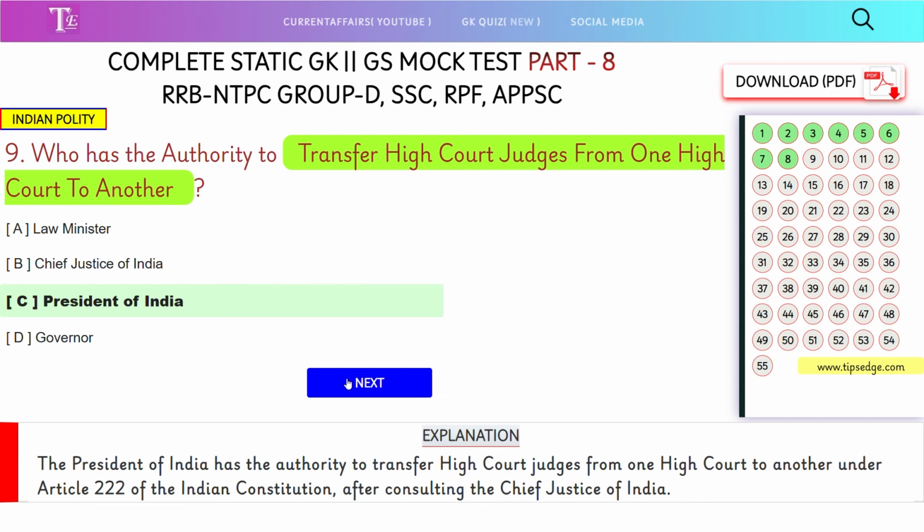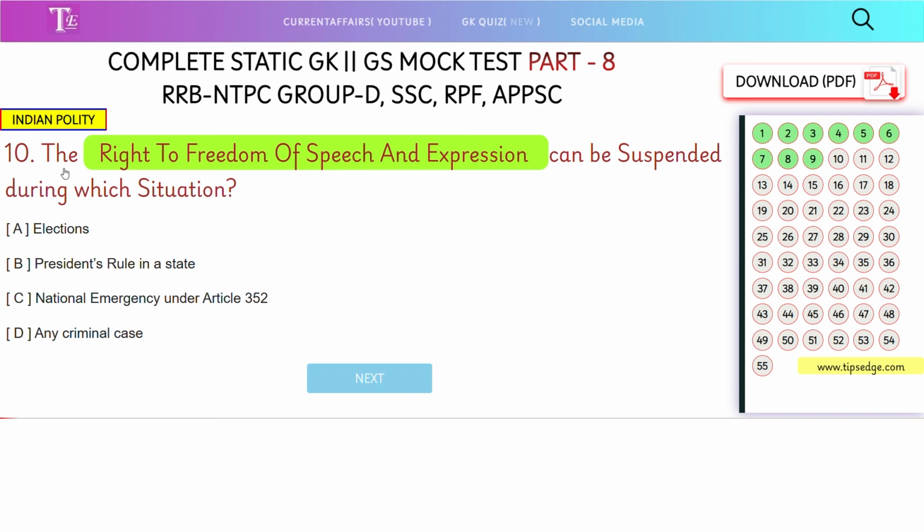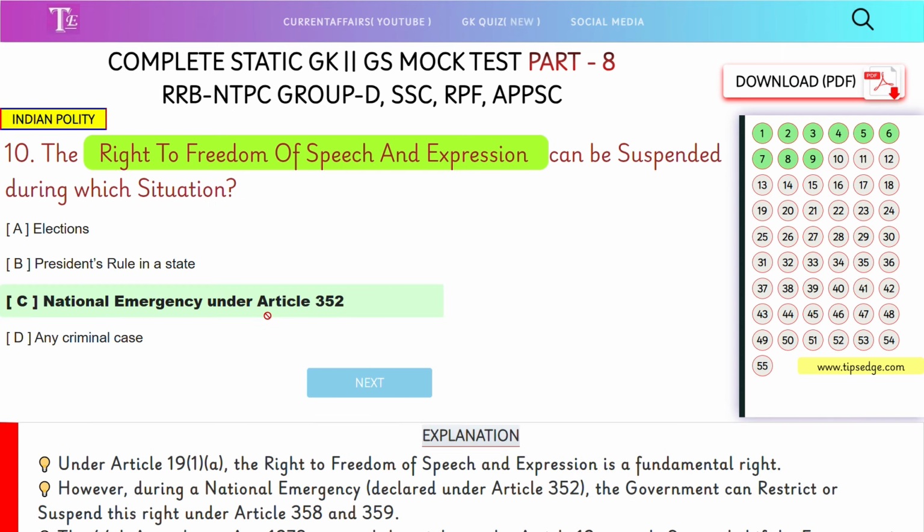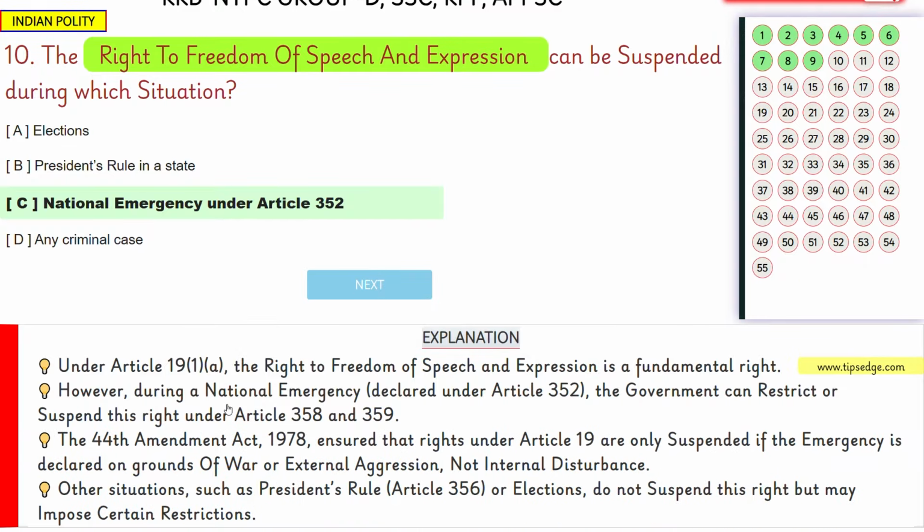Now moving to the 10th question. The right to freedom of speech and expression can be suspended during which situation? Answer: National emergency under Article 352. Under Article 19(1)(a), the right to freedom of speech and expression is a fundamental right. However, during a national emergency declared under Article 352, the government can restrict or suspend this right under Articles 358 and 359.